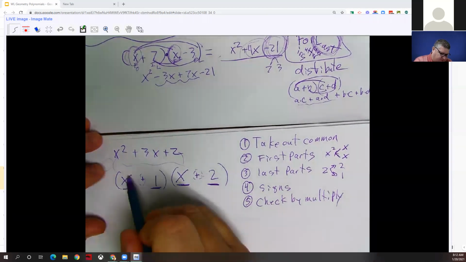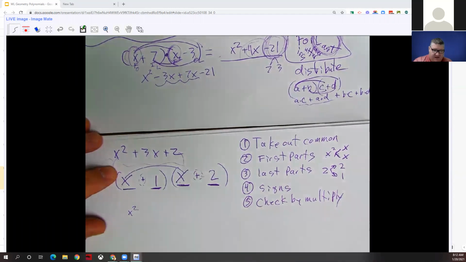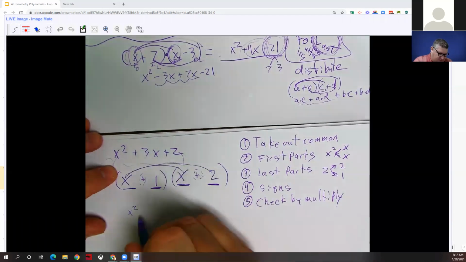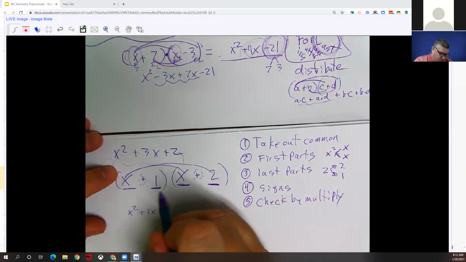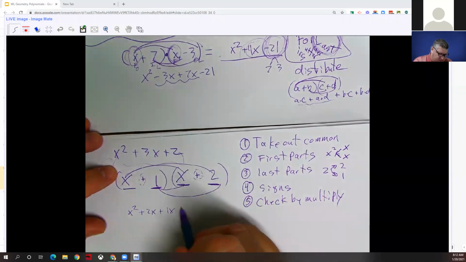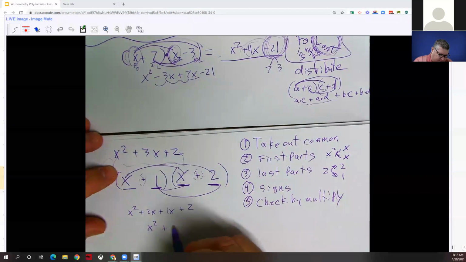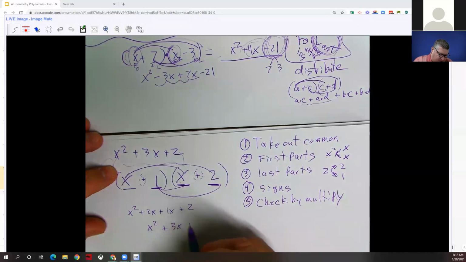Check by multiply. So here we go. Distribute. X times x is x squared. X times 2 is 2x. 1 times x is 1x. 1 times 2 is 2. So I get x squared plus 3x plus 2.